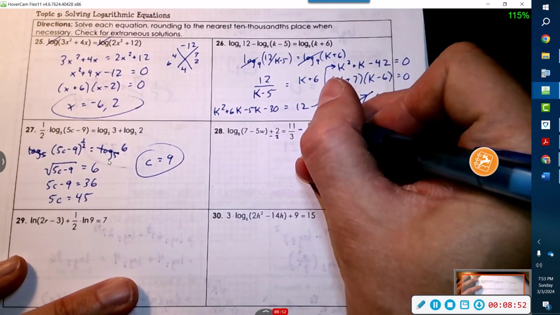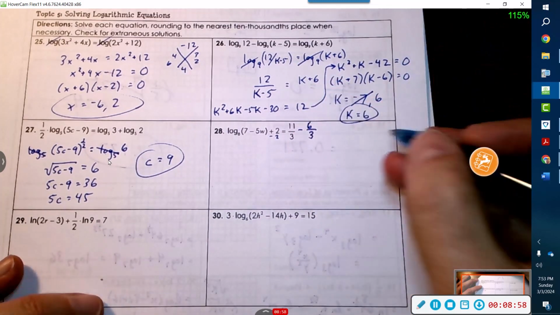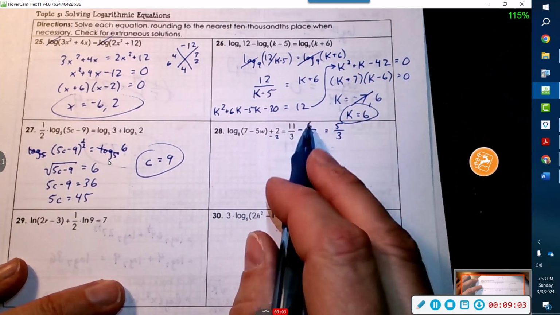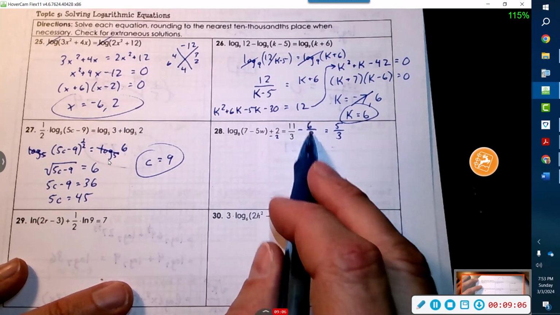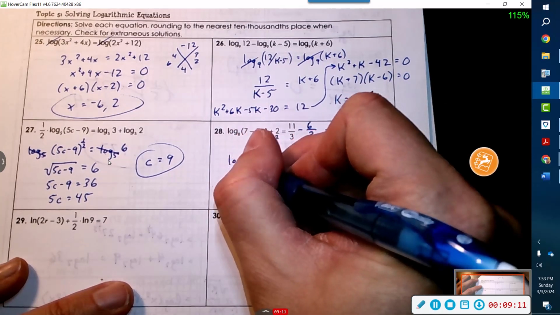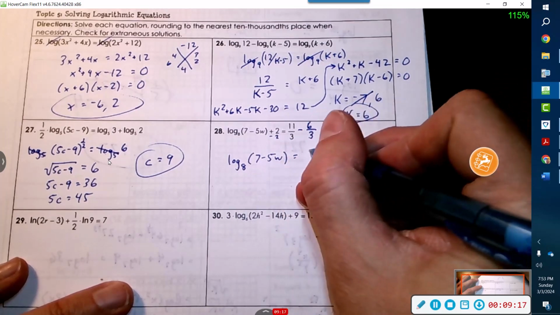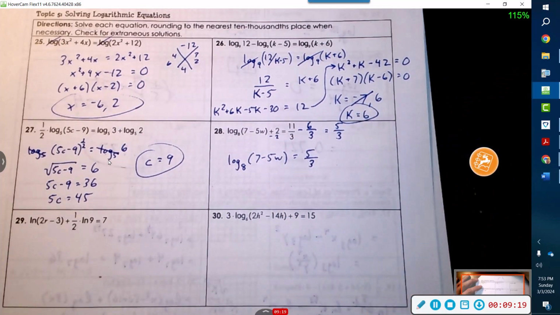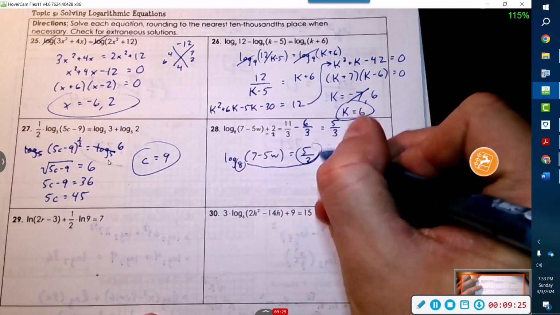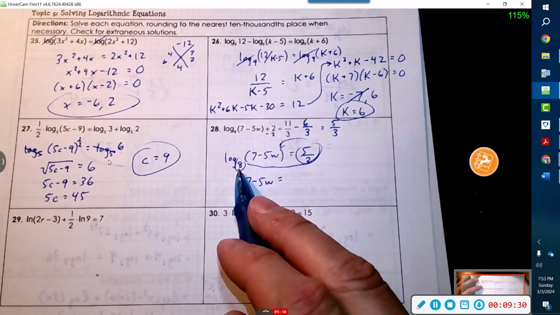Now, I'm going to subtract 6 over 3, okay? And that's going to give me 5 over 3, okay? I just turned it into a fraction with the common denominator. So now I have a log base 8 of 7 minus 5w equaling 5 over 3, okay? Now, here's what you do when you have a log on one side. You do the loop. Okay, so 7 minus 5w. So you would raise 8 to the 5 over 3 power.